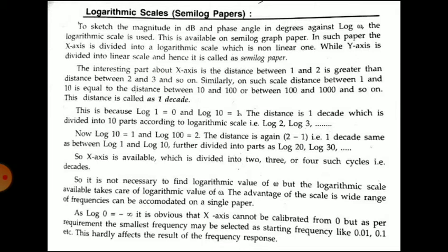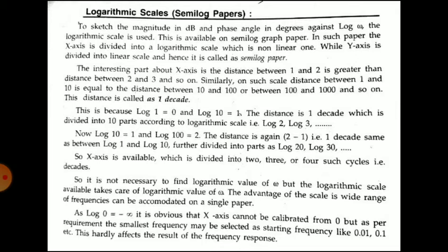The interesting part about the x-axis is that the distance between 1 and 2 is greater than the distance between 2 and 3, and so on. Similarly, on such a scale, the distance between 1 and 10 is equal to the distance between 10 and 100, or between 100 and 1000, and so on. This distance is called 1 decade. This is because log 1 is equal to 0 and log 10 is equal to 1. The distance is 1 decade, which is divided into 10 parts.